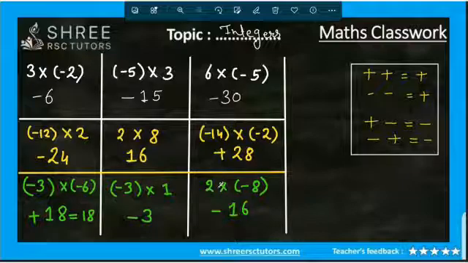So this is how we can do our multiplication of integers. In the same way, we can do division as well. So let's do some division.